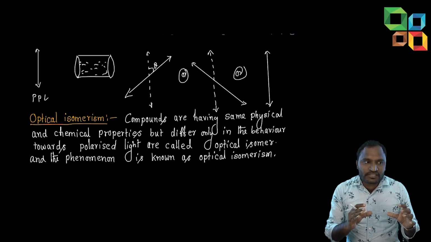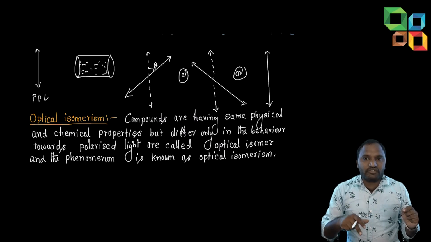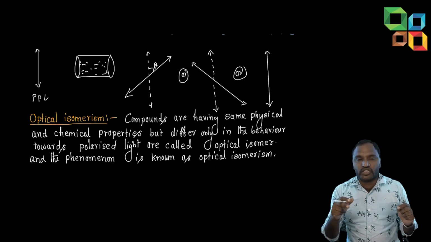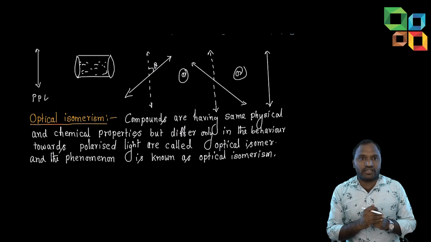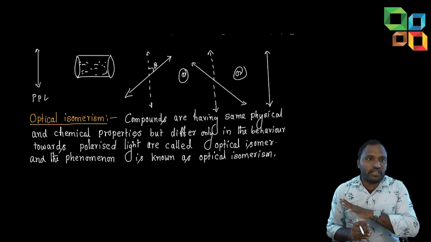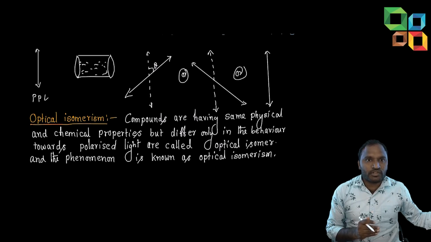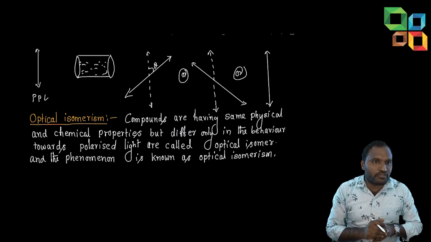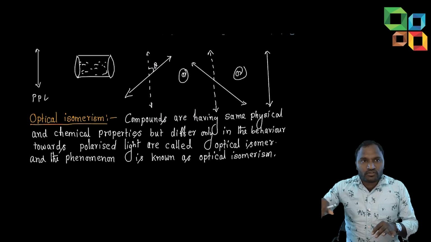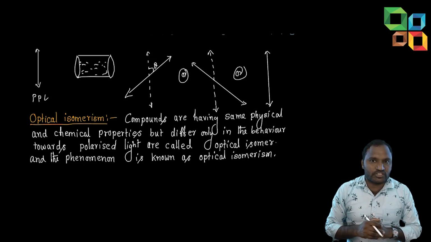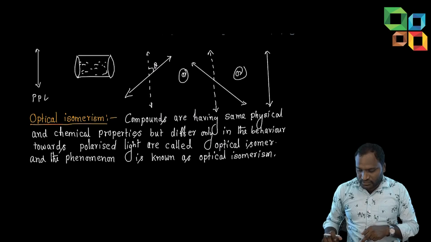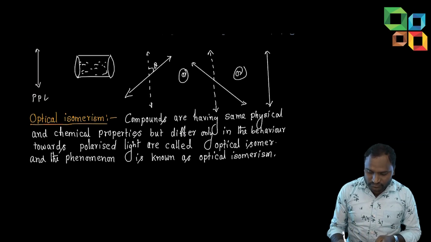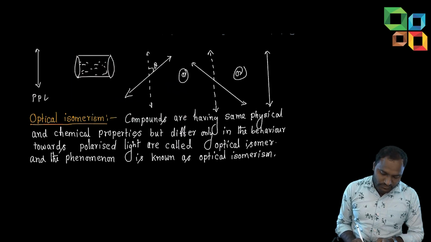But if a carbon is connecting with at least two same groups, there won't be any rotation. If all the groups around the carbon are different, then rotation of the light is possible. Now I am going to explain the conditions for optical activity. The paper I explained.